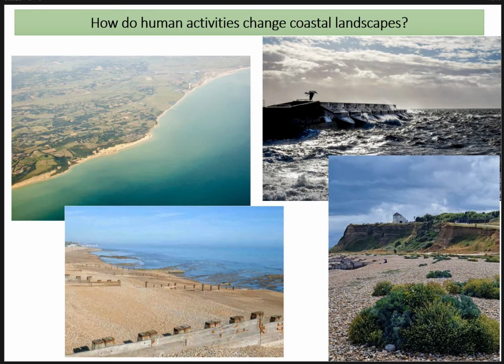And the bottom right, there's lots going on in that photograph. We can see some cliffs that are being eroded in the background, some wooden groynes in the background also, and some sea-tolerant coastal vegetation. This is halophytic vegetation, sea kale and a few others in there as well.